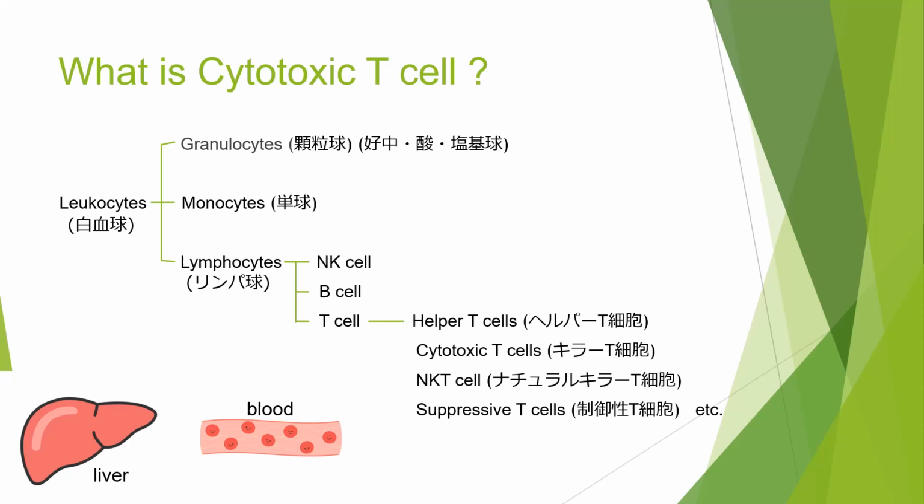NKT cells were discovered in 1986 and are considered the fourth type of lymphocyte after T cells, B cells, and NK cells. NKT cells make up about half of the T cell population in the liver and bone marrow. In the peripheral blood, however, they represent only 0.1% of T cells.